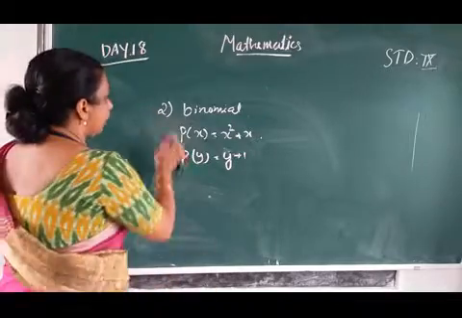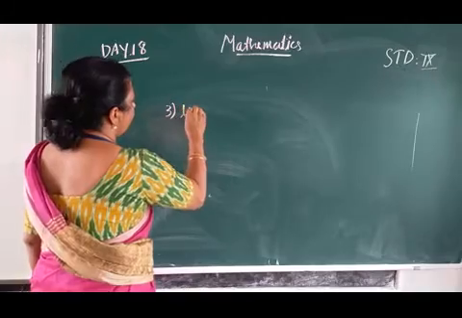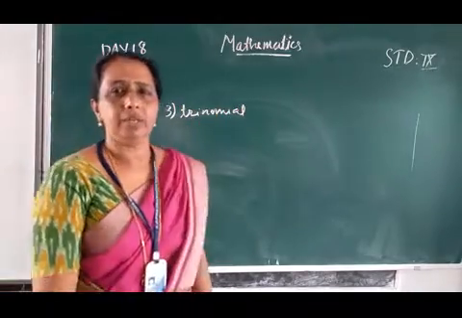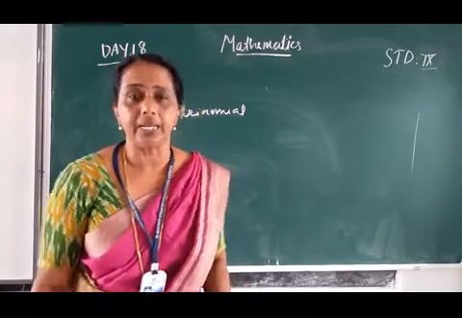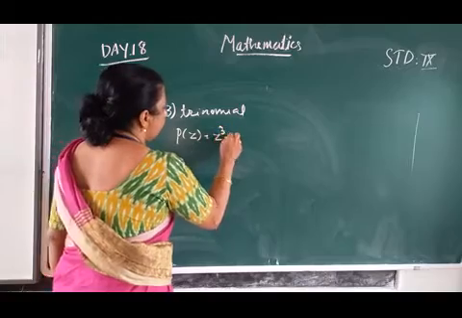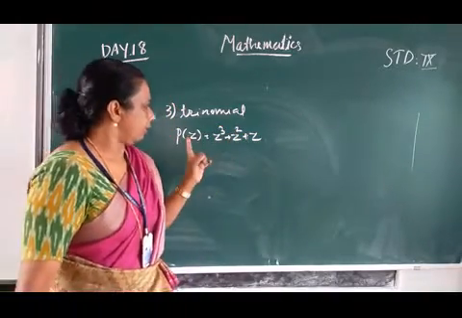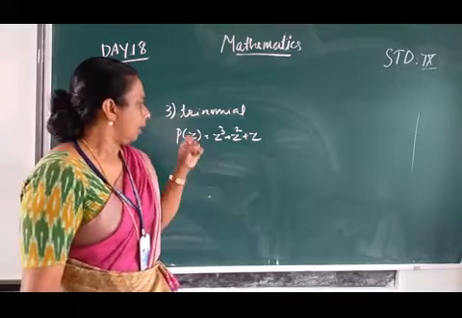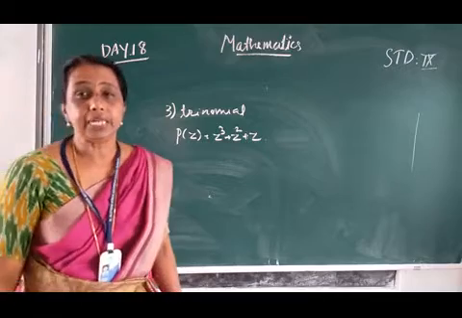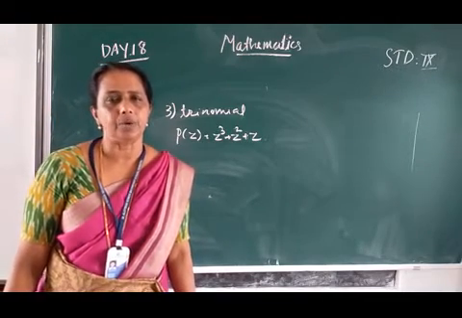Third one is trinomial. A polynomial having three terms is called a trinomial. For example, p of z is equal to z cube plus z square plus z. Here, this is a polynomial in the variable z having three terms, z cube, z square and z. These are called trinomials.